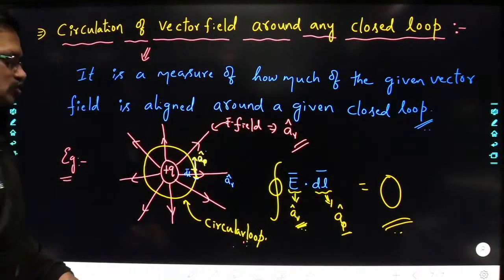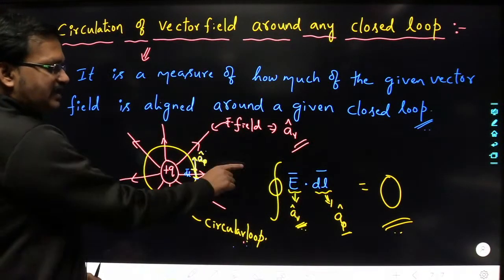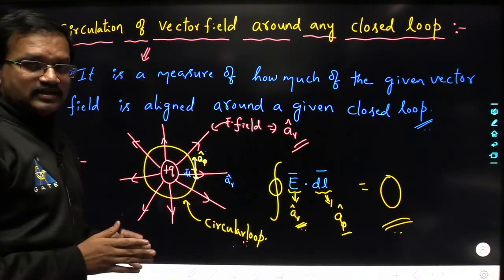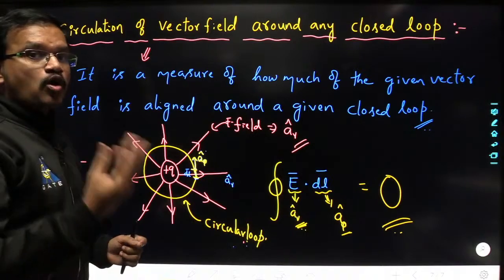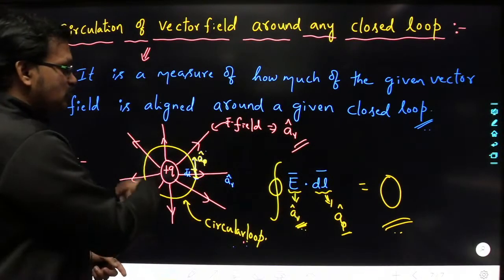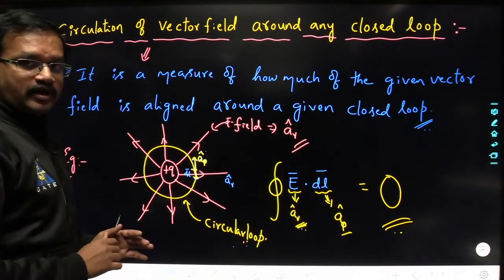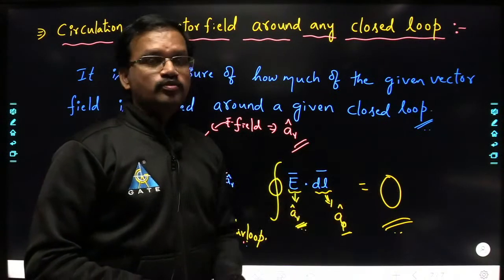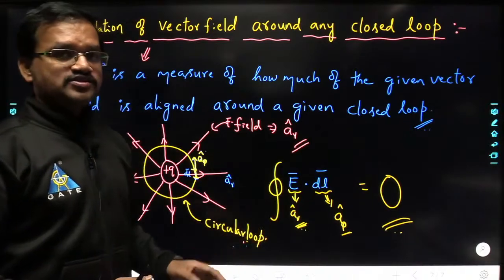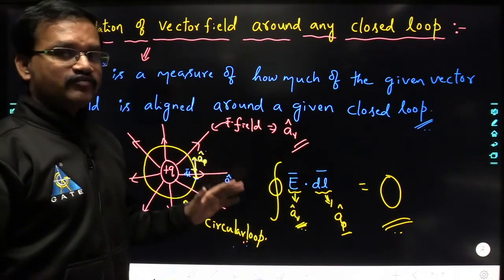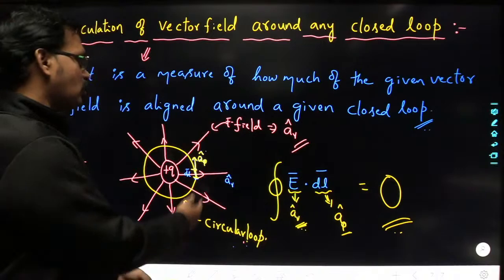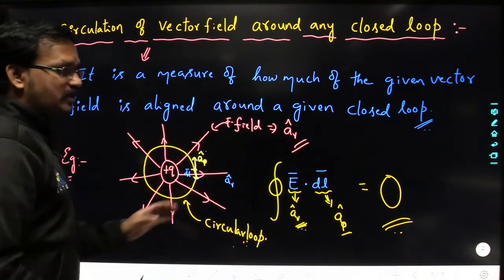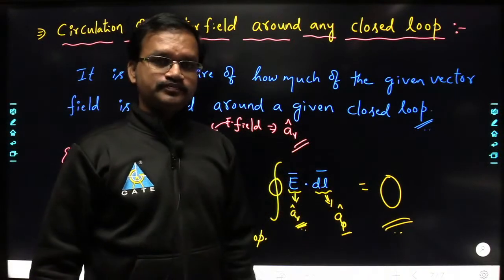Yes or no? Throughout this circular loop, the electric field direction and the loop direction are perpendicular to one another, and hence there is no component of electric field around this closed loop. So the circulation of the electric field around this closed loop is equal to 0, which means no electric field is aligned around this closed loop.